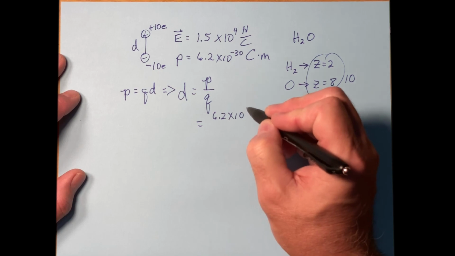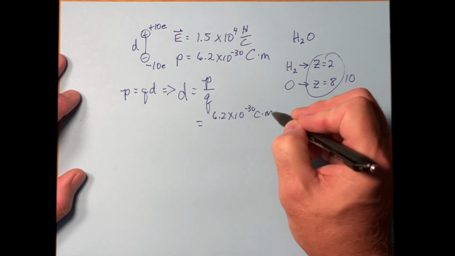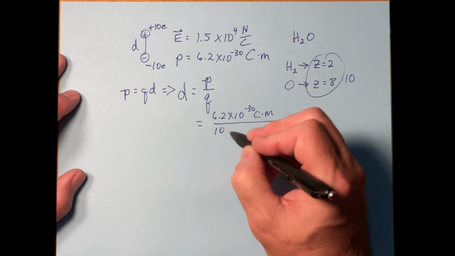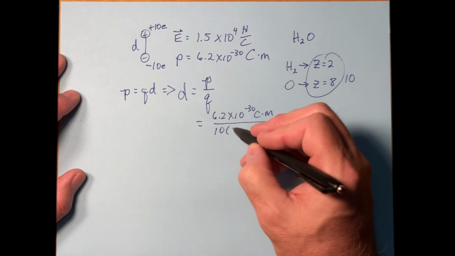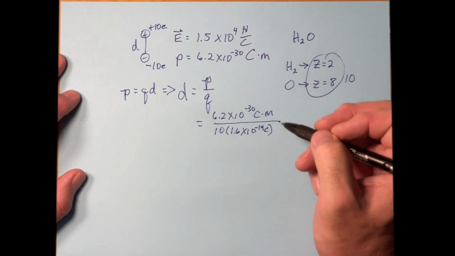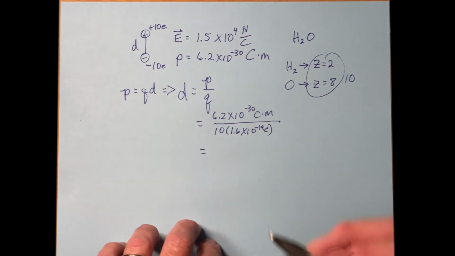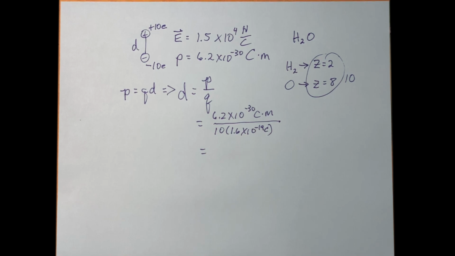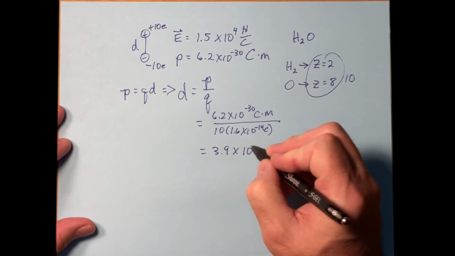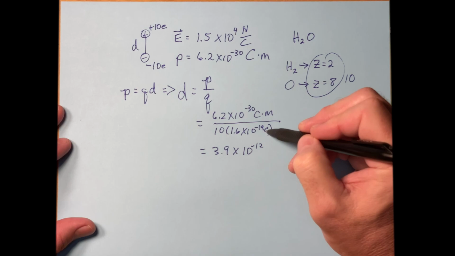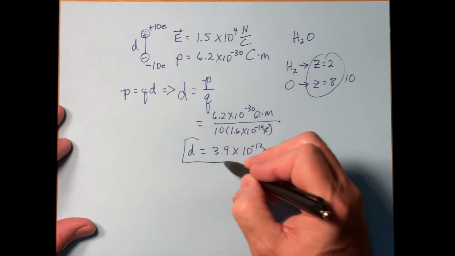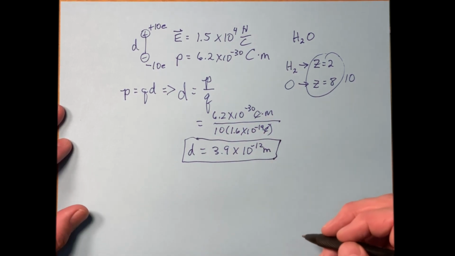6.2 times 10 to the negative 30 coulomb meters, divide that by Q. And the Q is 10 times E. And what's E? Hopefully you remember that: 1.6 times 10 to the minus 19 coulombs. All right, you should be able to do that calculation now. And here's what I got: 3.9 times 10 to the negative 12. Now what's the unit going to be? Well, the coulombs will cancel. We're left with meters. So D is given as that right there.